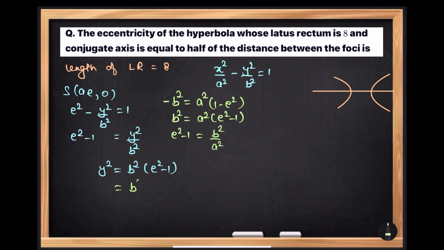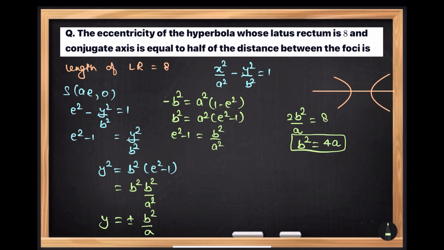So we got b square by a square. So we got y as plus minus b square by a. So according to us, length of latus rectum is 2b square by a. But according to them, length of latus rectum is 8. So can I say that b square is 4 times a? Is that okay? So we got our first relationship. Now let's proceed.